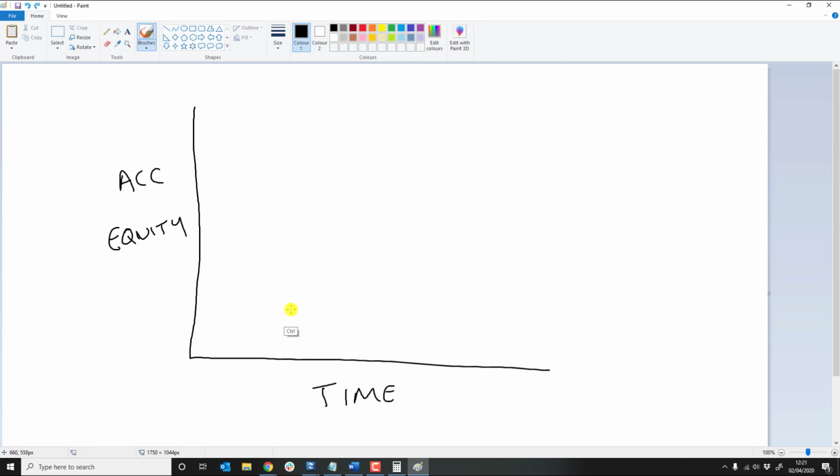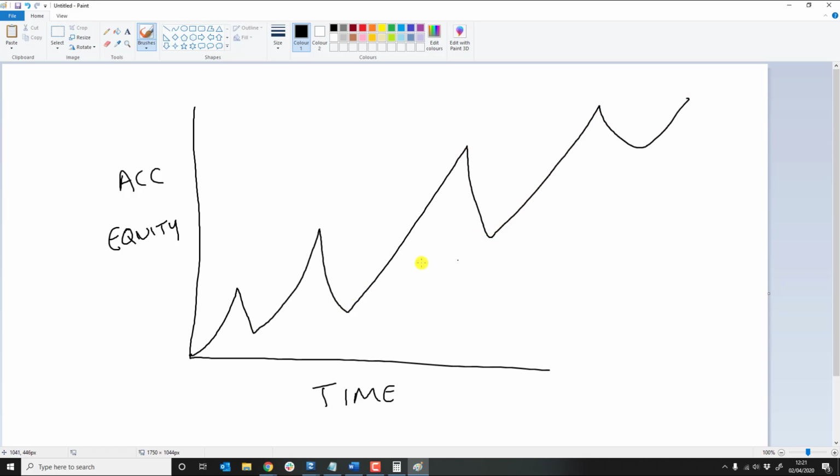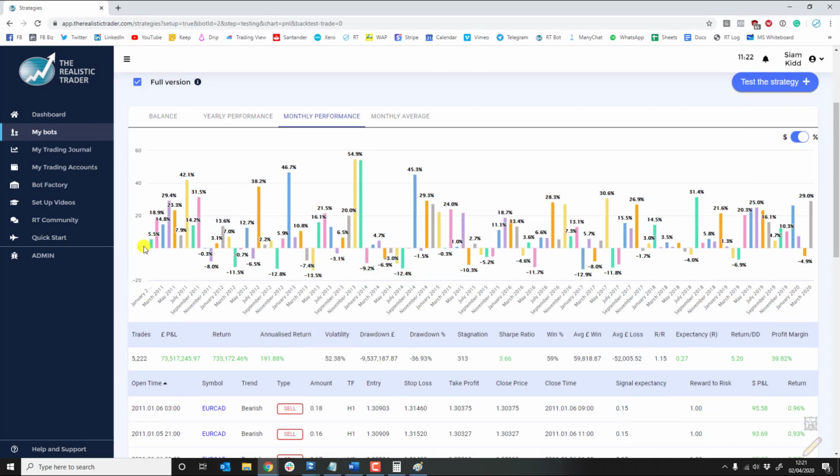So in fact, I'm going to exaggerate this. Let's say your account equity is like that. So your drawdown is basically peak to trough. And if this is like 10% from here to here, that means you've got a max drawdown of 10%. That's what that means. And it's basically saying throughout this 9 and a bit year period, the maximum drawdown you had was only 36%, which actually isn't that bad.